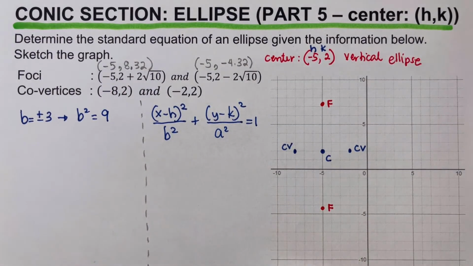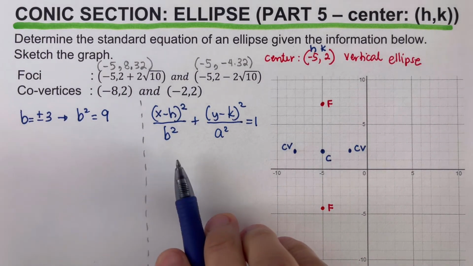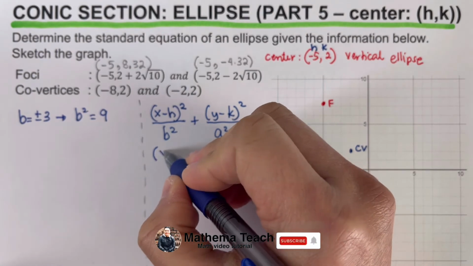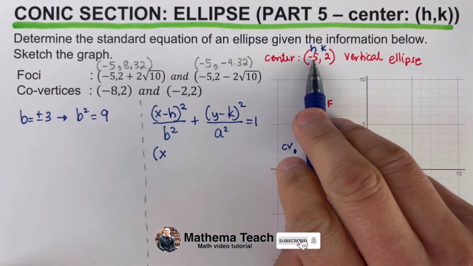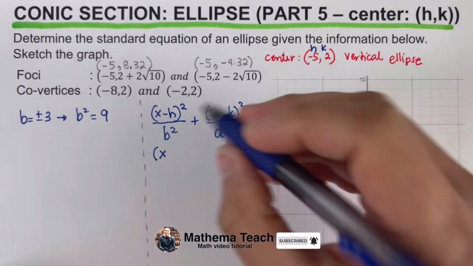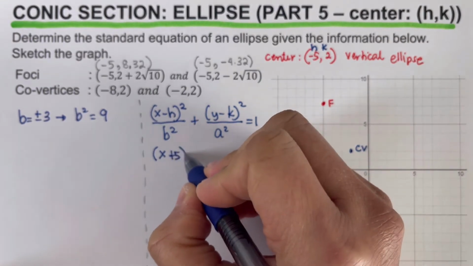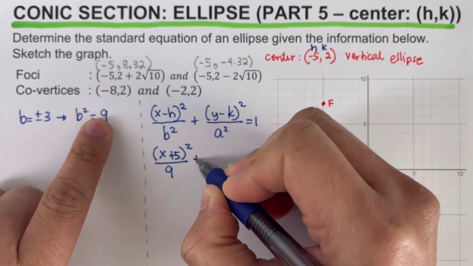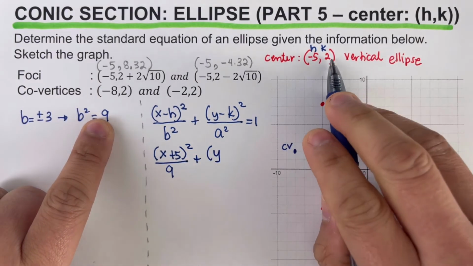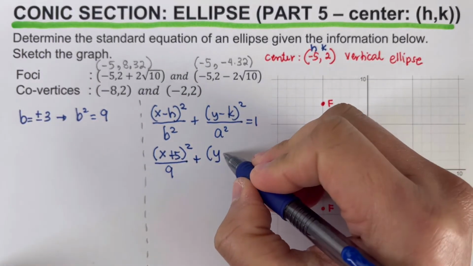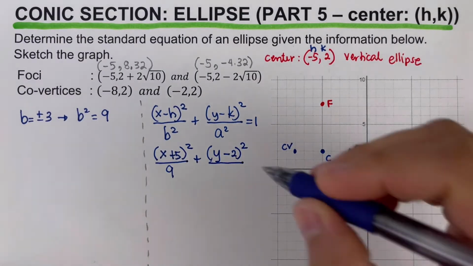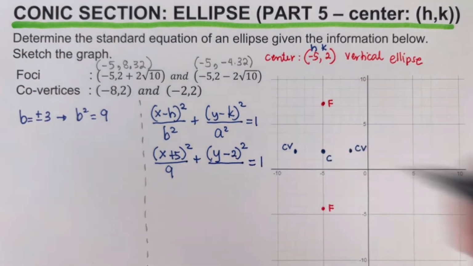And so we can go ahead and plug this b squared into this, so the equation would come out. For x, we are going to switch the sign, so that would be a -5, so I write plus 5 squared over our b squared, which is 9. Plus, we have a y switch, that's a positive 2, so it's going to be a y minus 2 squared over a squared, which is missing. I will keep that blank, and that is equal to 1.